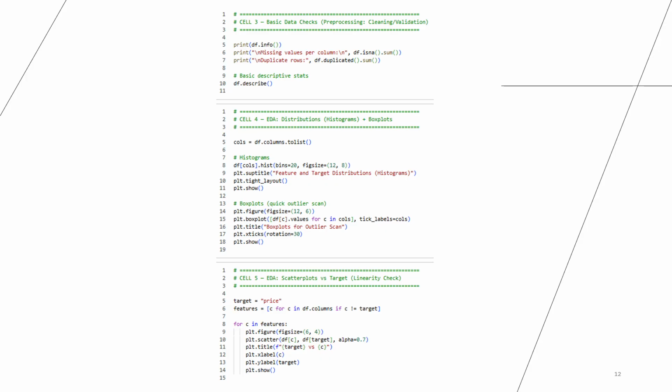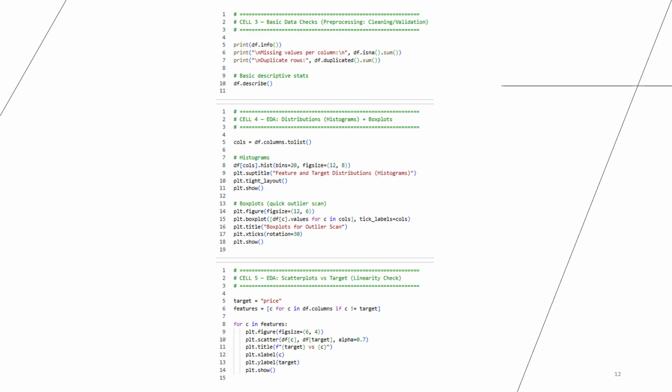Once we have validated the dataset, we move into the exploratory data analysis stage, often called EDA. First, we examine the distributions of the variables using histograms. We create a list of all columns in the dataset and then plot histograms for each one. Histograms allow us to see how values are distributed, whether they appear roughly normal, skewed, or concentrated in certain ranges. Understanding these distributions is helpful because extreme skewness or unusual patterns may influence how well a regression model performs.